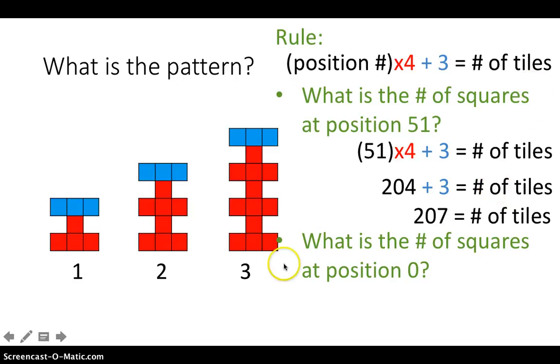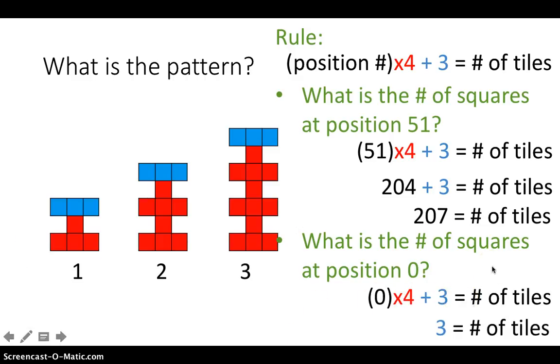Okay, what is the number of squares that's at position 0? So once again, if you remember from the previous slide, that means that we're looking at the part that's not changing. So because the 0th position would have 0 groups of 4 plus 3. So 0 groups of 4 means 0 times 4, and then plus 3 means that we have 3 tiles at position 0.